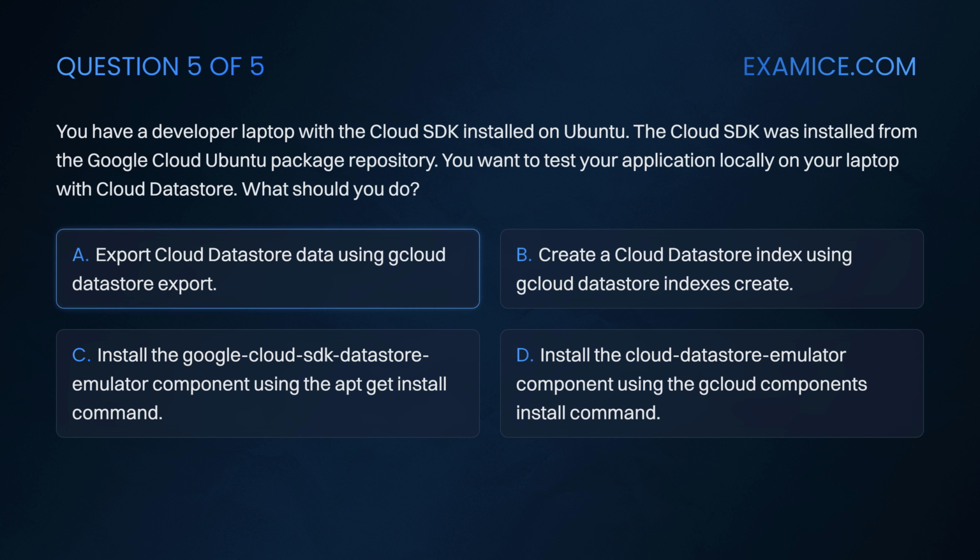Option A. Export Cloud Datastore data using gcloud datastore export. Option B. Create a Cloud Datastore index using gcloud datastore indexes create. Option C. Install the Google Cloud SDK Datastore Emulator component using the apt-get install command. Option D. Install the Cloud Datastore Emulator component using the gcloud components install command.